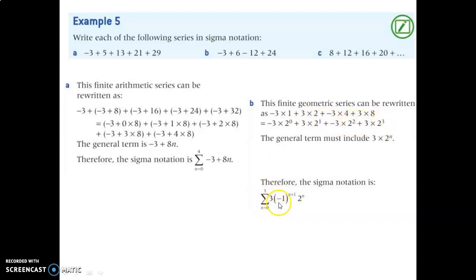So 3 here. And then this here, so imagine you put 0 in here for n equals 0. So you put a 0 in there, 0 plus 1 is 1, so we have negative 1 to the first power, which is negative 1. And that would make the first one turn into a negative 3, which works.